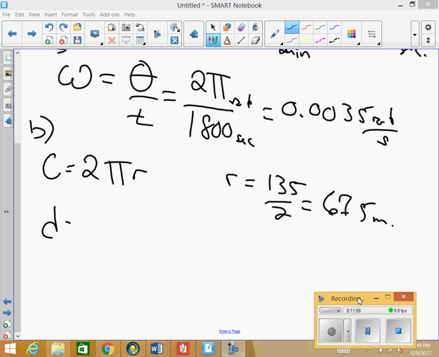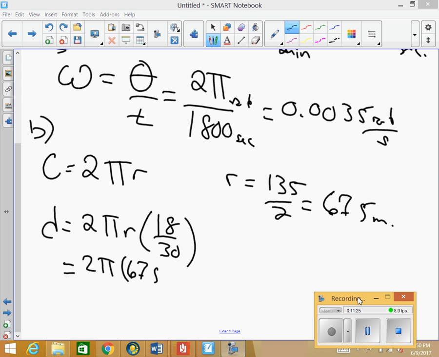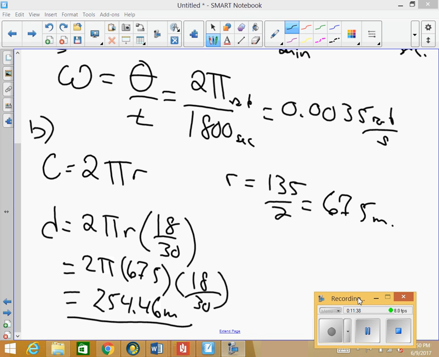So my distance is going to be my circumference, 2 pi r, times 18 over 30, because 18 minutes of the 30 minutes it takes to do one full revolution. So 2 pi times 67.5 times 18 out of 30 minutes for the full revolution gives me a grand total of 254.46 meters traveled. And that's number 3 from our example.